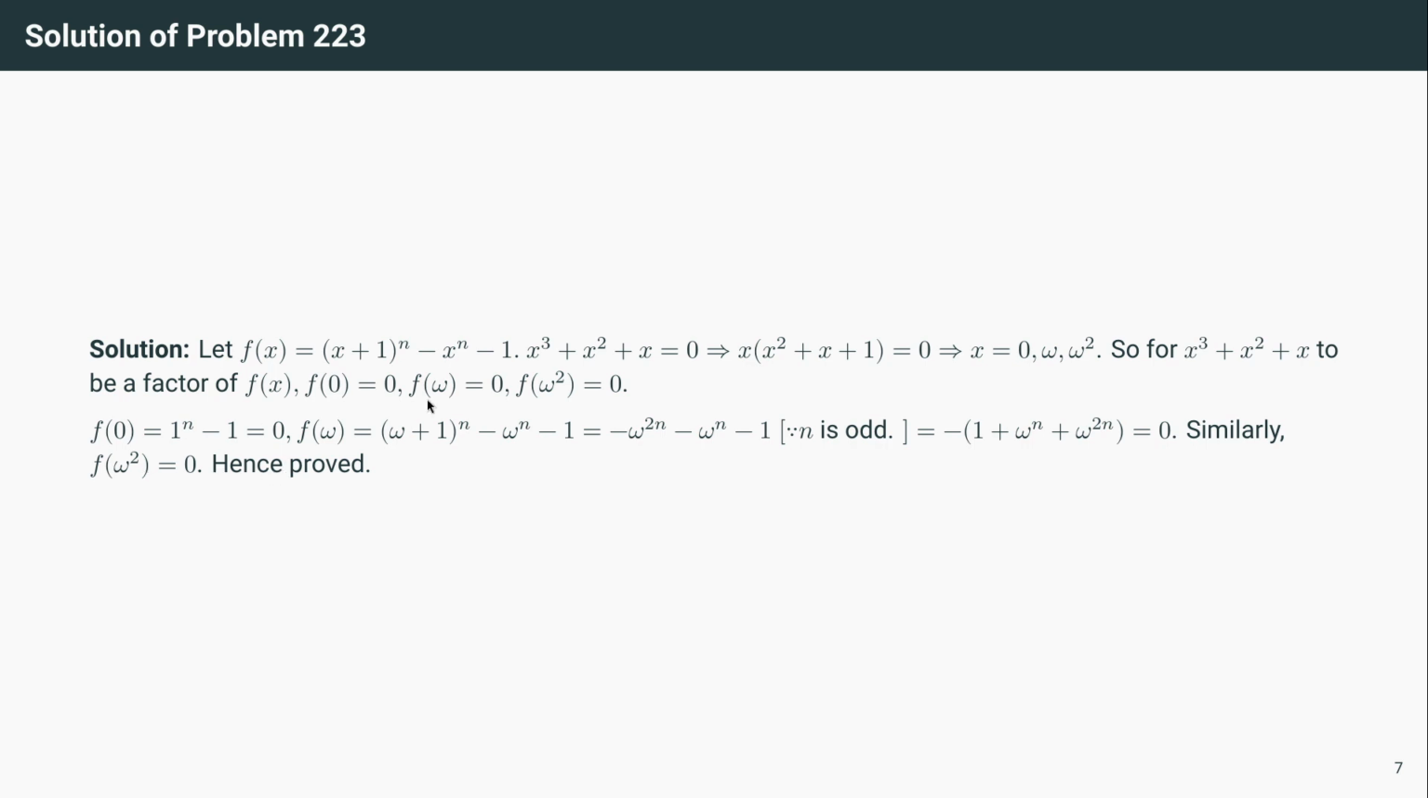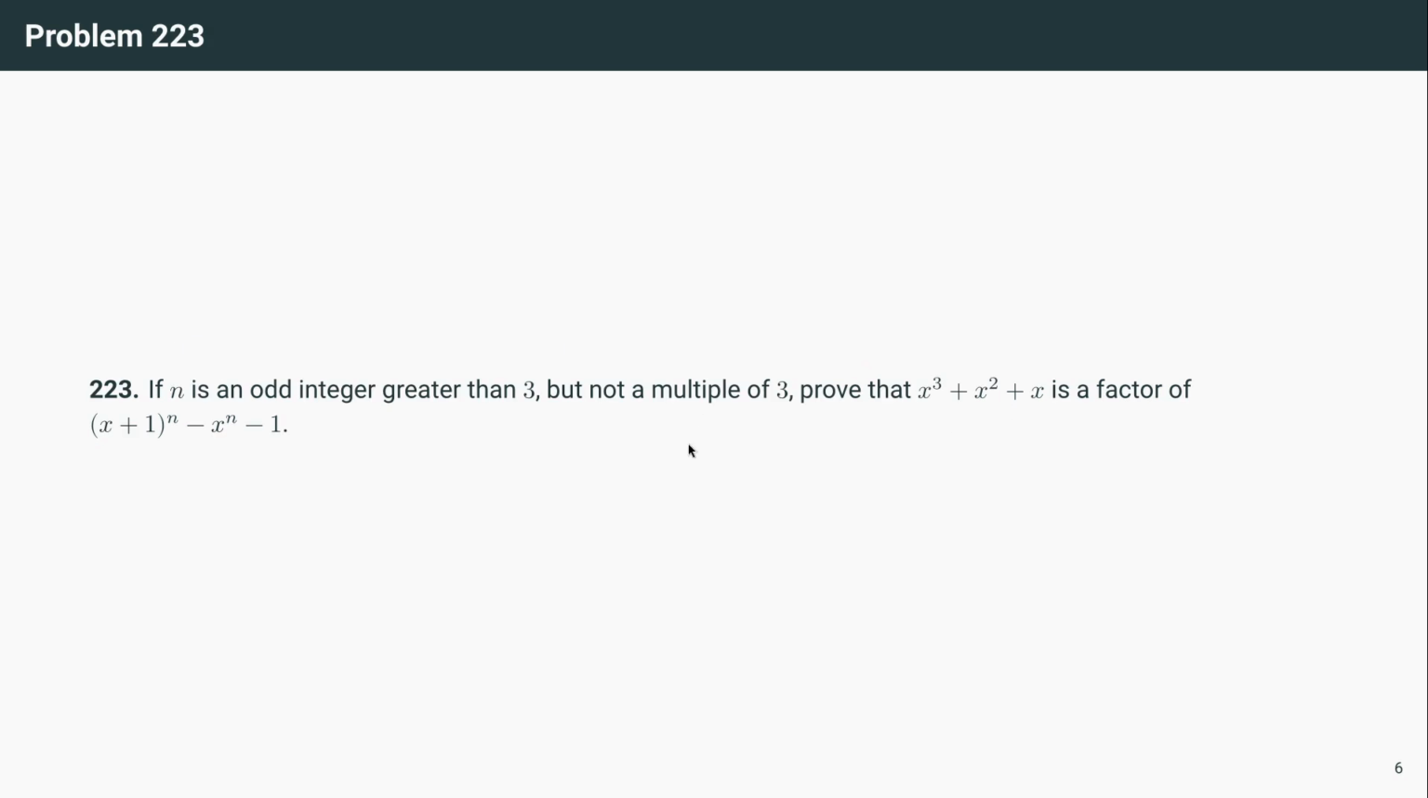So clearly both of them have all common factors put together. So this would be divisible by x cubed plus x square plus x. That is what we were asked to prove.